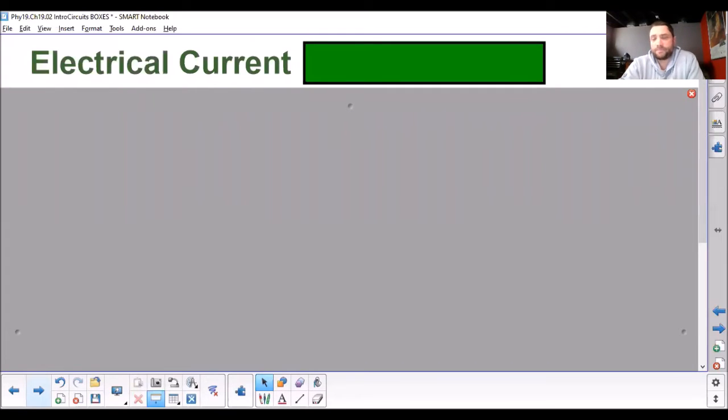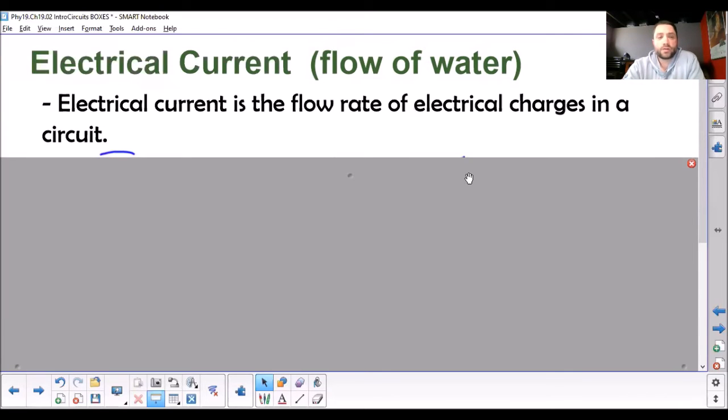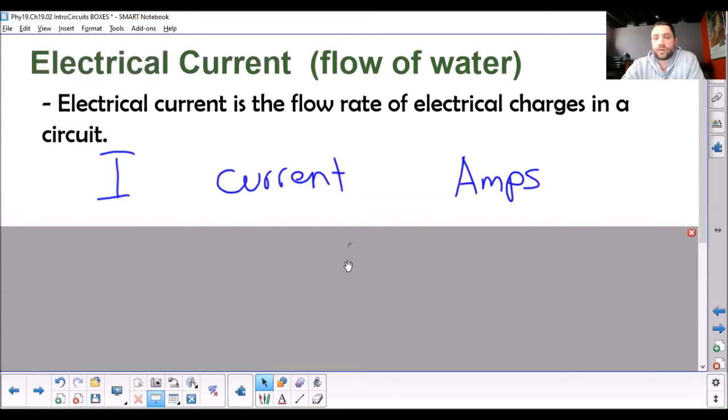The next thing is current. Current kind of makes sense. If you think of current as water flowing, it's the current of the river, how much water is flowing through the river. So in an electrical sense, it is the rate of electrical charges flowing in the circuit. We measure the current in amps. The symbol is I. I have no idea why, but we measure current in amps, and the symbol is I.